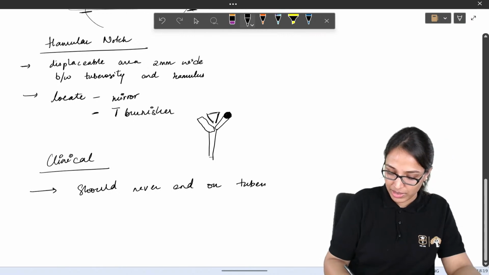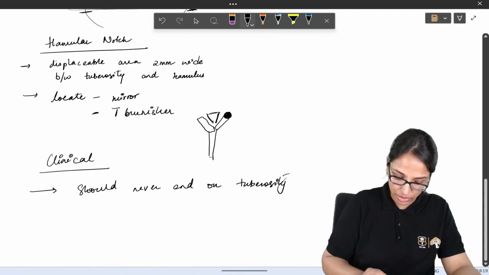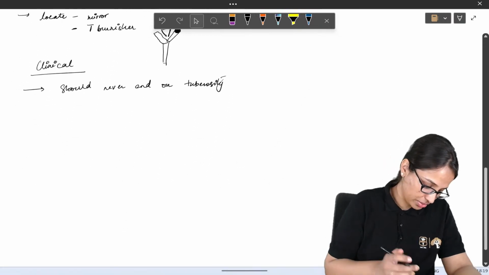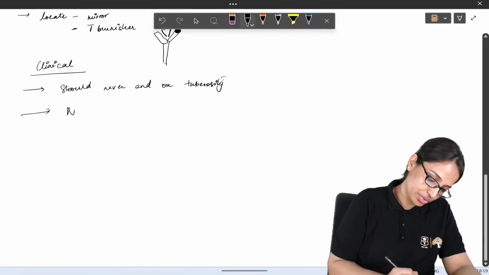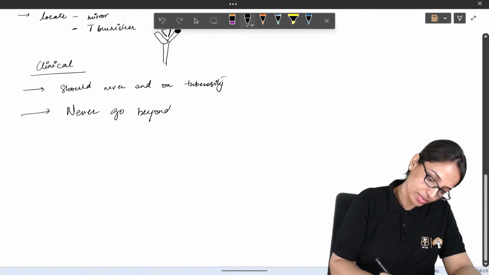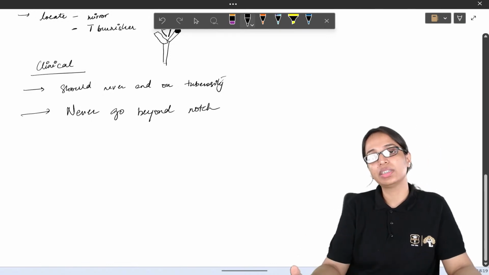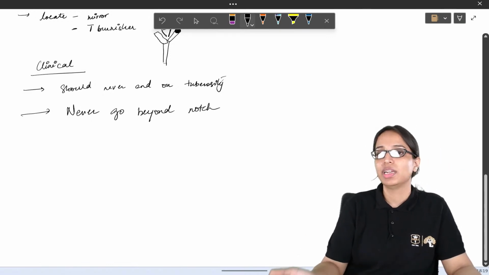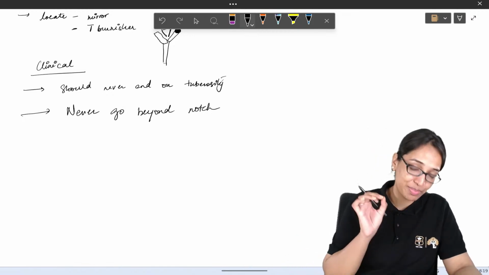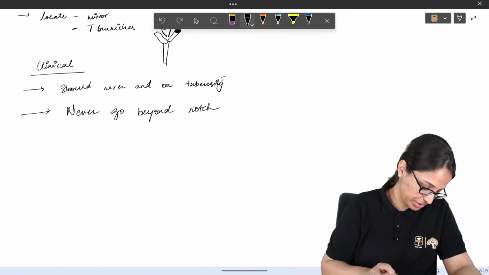It should always end in your hamular notch region. It should never end on your tuberosity. It should never go beyond the hamular notch. The reason I told you early on is that if you extend it onto the pterygoid hamulus, it will cause a sharp, piercing and pinching pain to your patient.